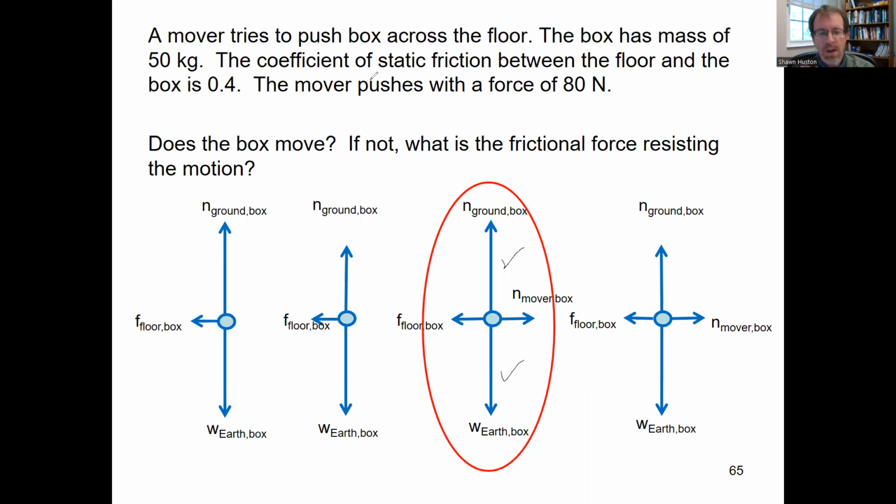Okay. All right, and then let's see, the mover pushes the box to the right. Okay, so we've got that. And the friction force is going to resist that push. Okay, so the forces in the Y direction have to balance, which eliminates this one right there because those forces aren't balanced. Okay, and then we definitely have to have the mover pushing to the right. So we don't have that in those two. So those two are just incorrect.